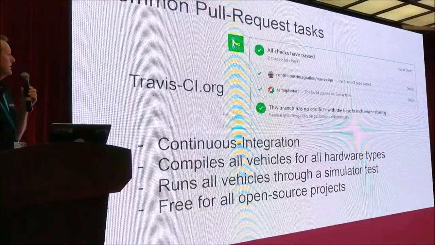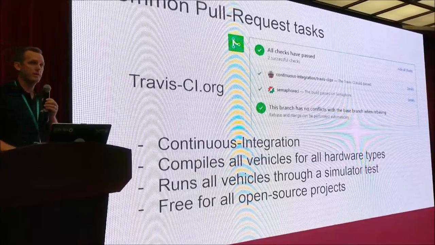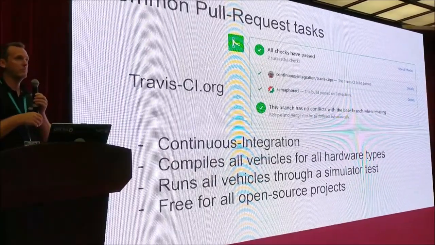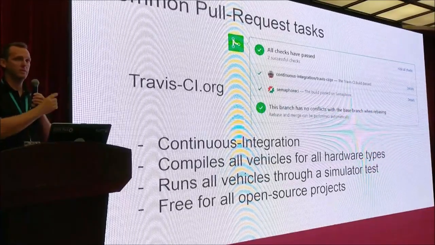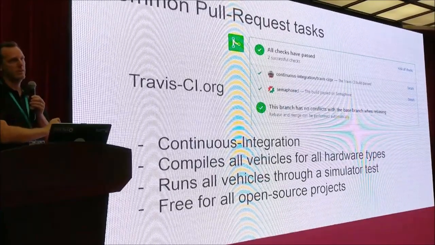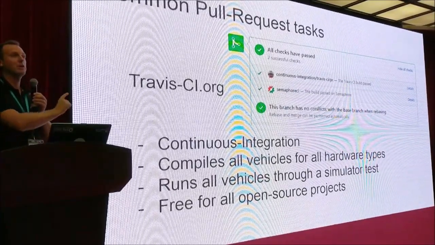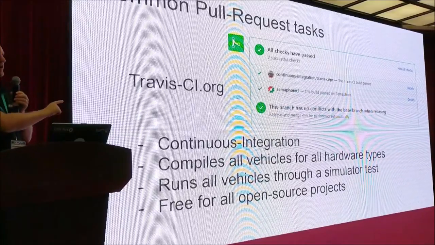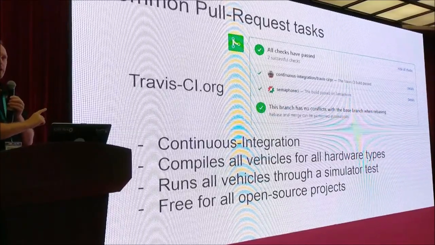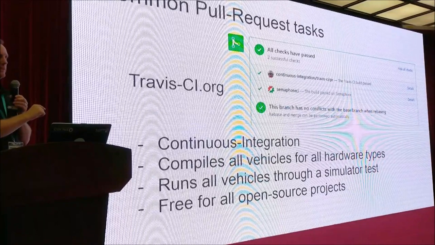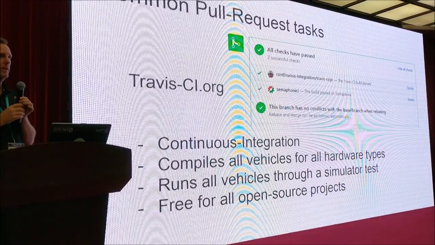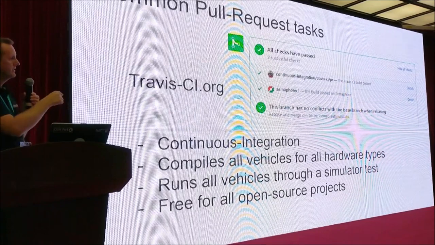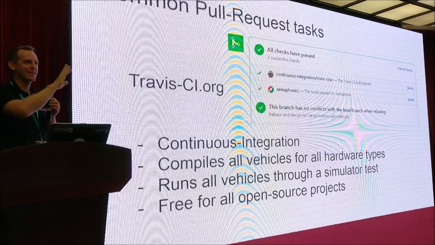This is what the continuous integration page looks like. So whenever you make a pull request, at the bottom of the pull request, it will look like this. And it will look like this when it works, or if it does not break anything. If it doesn't compile or if the simulator didn't complete, then it will look different. A red X or something.